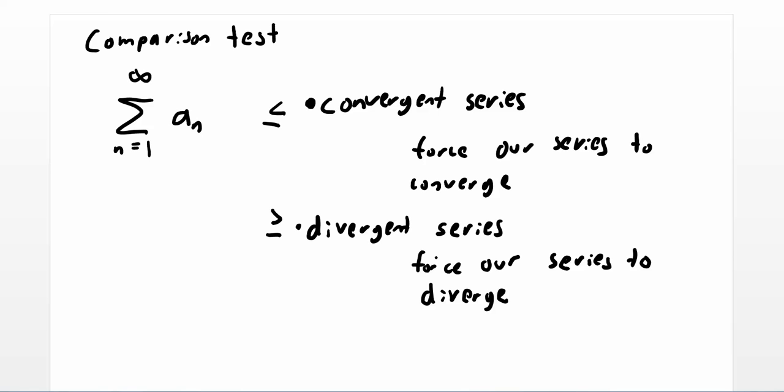It's not the case that if you can compare your series to a divergent series and you're less than that, that tells you nothing. Let me say that again. If you are less than a divergent series, you know absolutely nothing because you could be convergent or divergent. Similarly, if you are greater than a convergent series, you also know nothing because you could be convergent or divergent. So these are the only two cases we have: being less than a convergent series or being greater than a divergent series. So let's look at a few examples.